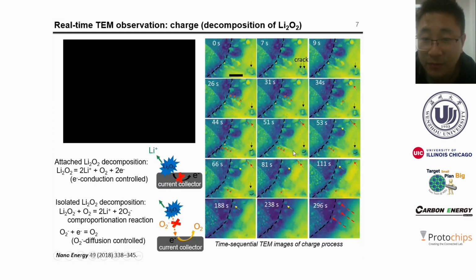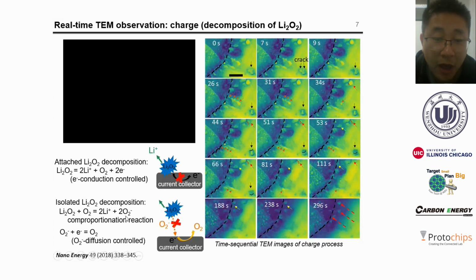You see how the decomposition starts from the region closer to the current collector, while the farther region is not that active. So we believe there is some ionic transport over this long distance that controls the decomposition of the lithium peroxide. We reasonably propose that the lithium peroxide will first go through a comproportionation reaction, which is the reverse of the disproportionation reaction during the discharge process, and it gives a superoxygen ion.